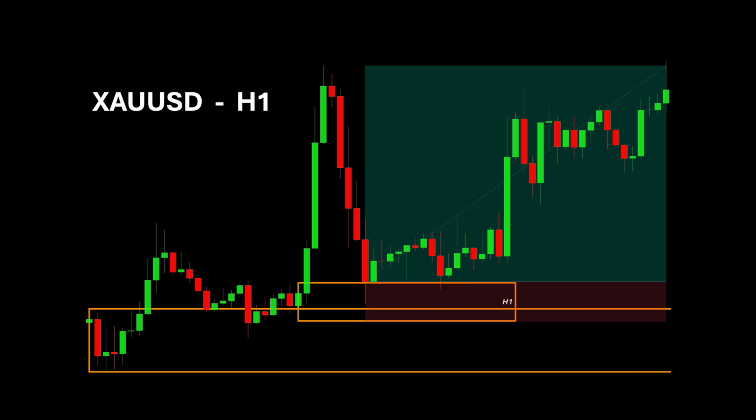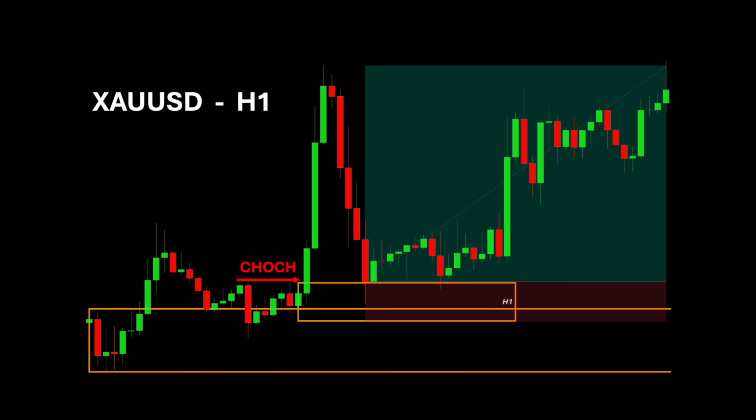Step 3. I zoom into 1 hour to find my precise entry. Inside this pullback on 4 hour, I'm looking for a change of character on 1 hour that confirms the pullback is ending and the bullish move is about to resume. And there it is, right here. Price breaks above the last lower high on 1 hour. Bullish change of character confirmed. The pullback is over. The buyers are taking control again on the lower time frame. This is my entry signal.